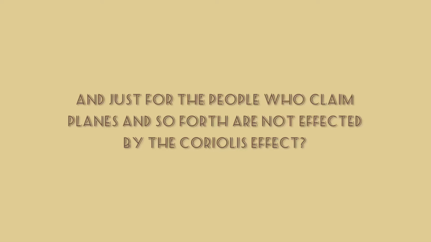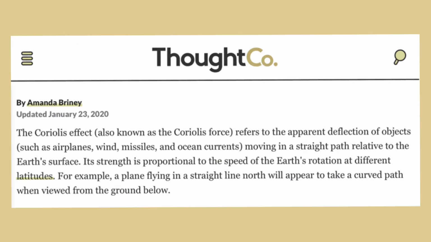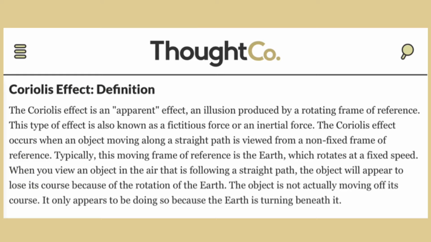And just for the people who claim planes and so forth are not affected by the Coriolis, thoughtco.com: What is the Coriolis effect? Well, I'm not going to read everything for you, but I just want to show you. It's an effect known as a Coriolis force. It refers to the apparent deflection of objects such as aeroplanes, wind and missiles. It's an illusion produced by the rotating frame of reference. Without this rotating reference, you wouldn't have the illusion. So it occurs when the object is taking a straight path viewed from the non-fixed frame of reference.